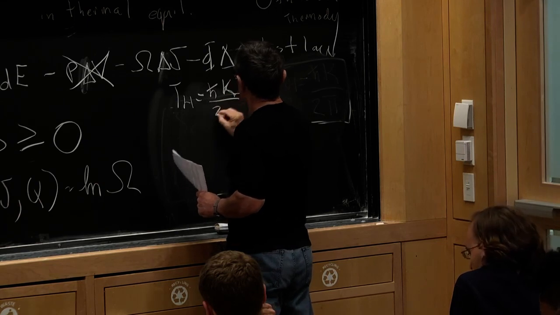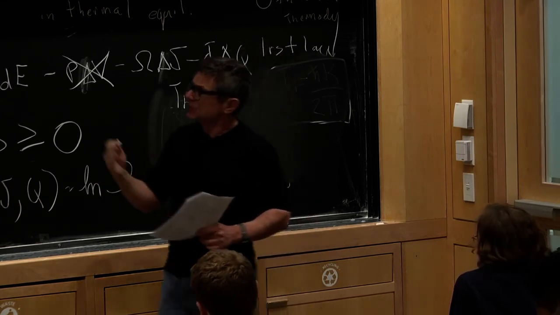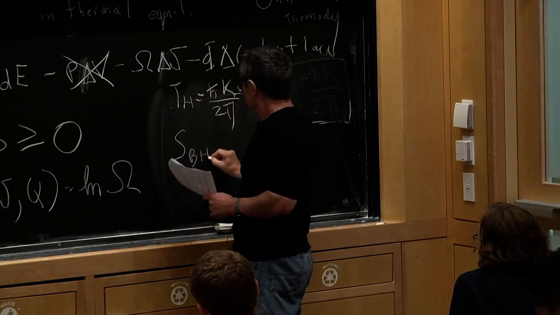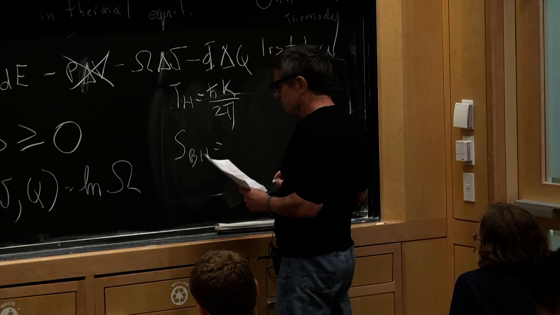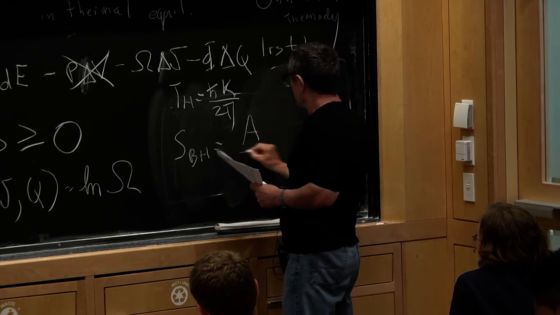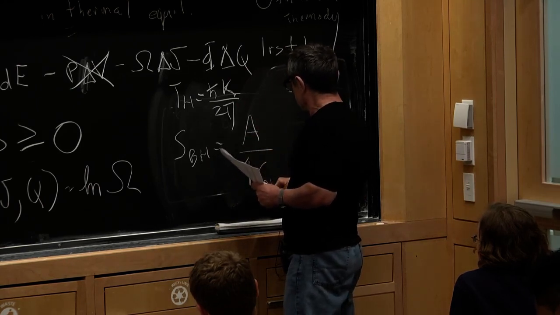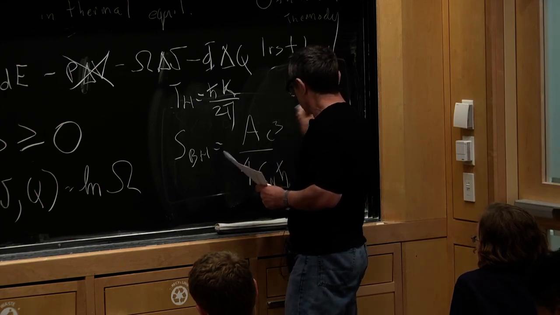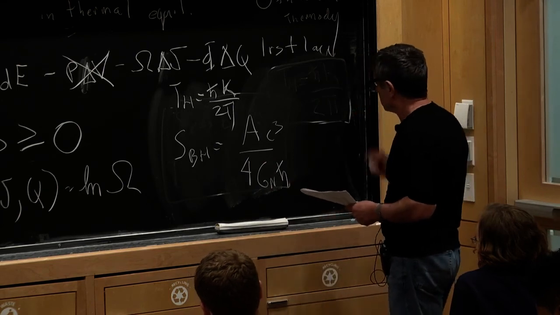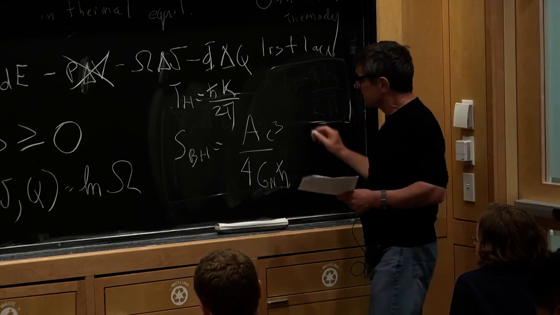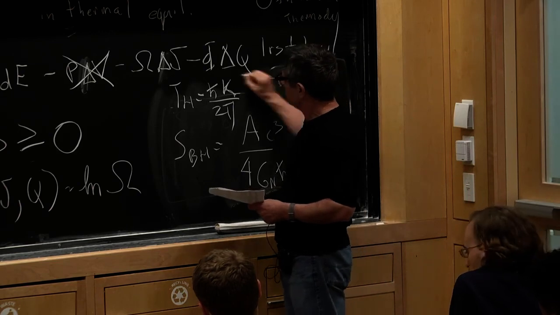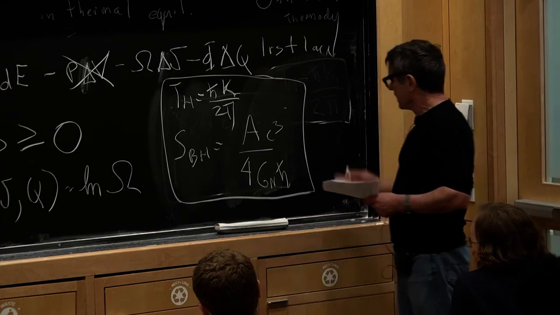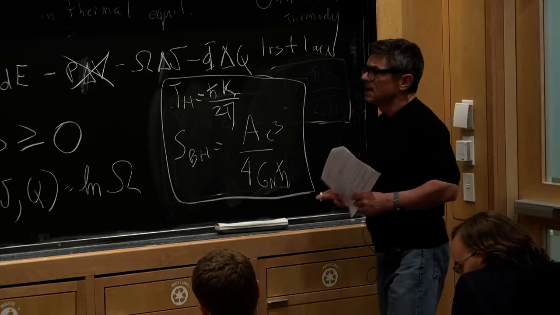And once we know that, we can use dS/dE as 1 over T to learn that the black hole entropy must be equal to the area over 4 times Newton's constant times h bar. There's a c cubed here if we don't set the speed of light to 1. I'm reinstating Newton's constant, which I've been setting to 1. And so that then is the entropy of the black hole.